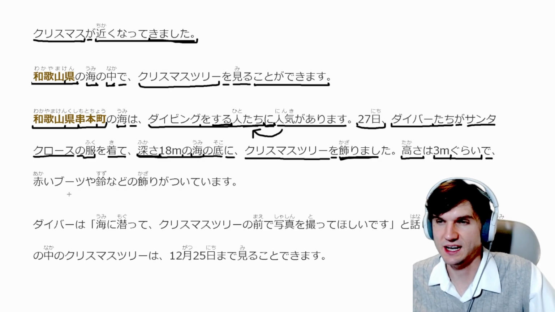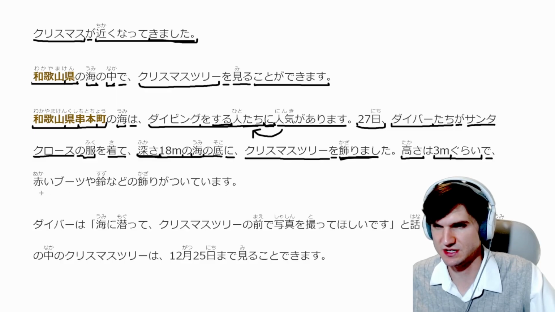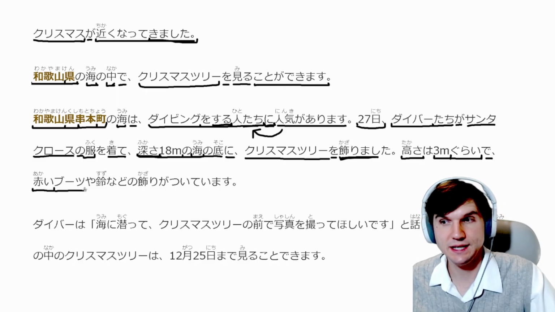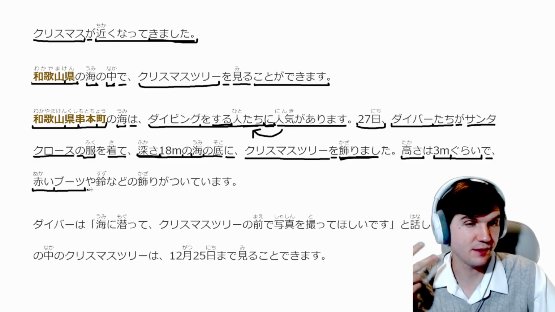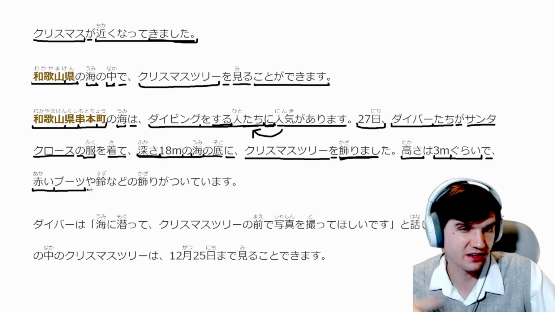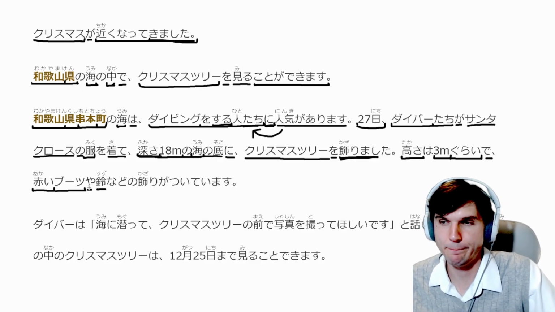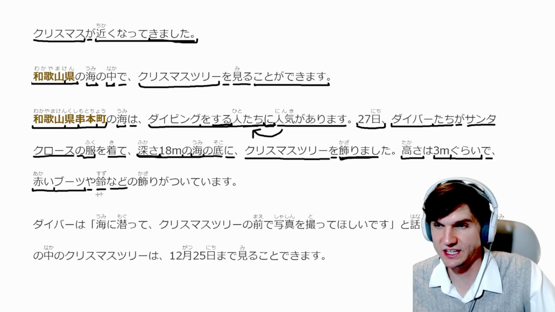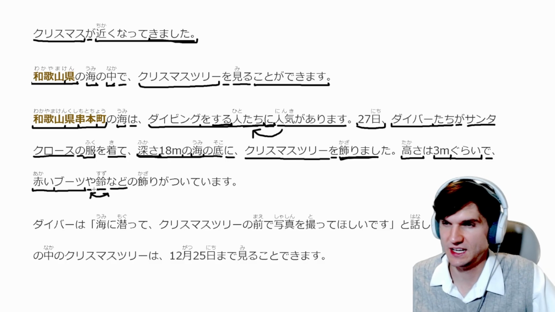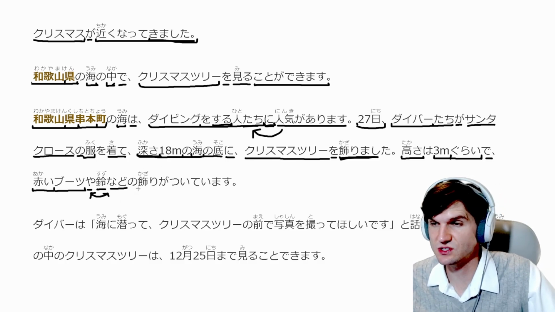And 赤いブーツや鈴などの飾りがついています. So, 赤いブーツ, 赤い is red, ブーツ, boots, や. So we're going to give two examples of things, but there are other things that we're not mentioning. Suzu, which is bells, nado. So once again, ya and nado kind of come together to mean we're giving examples here, but there are other things included. Nado no kazari ga tsuite imasu.